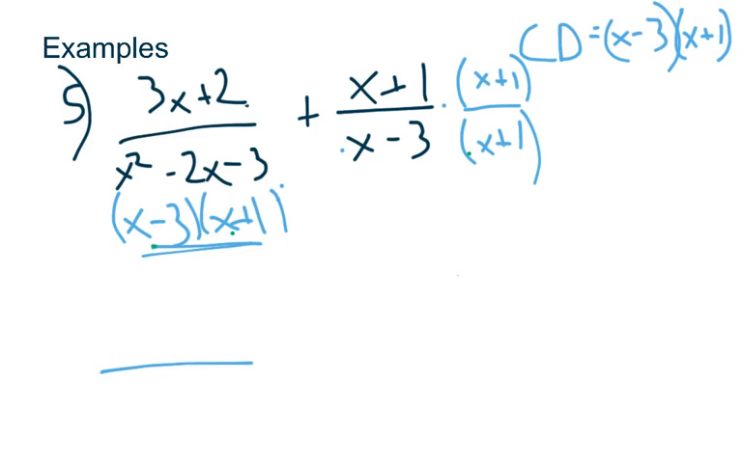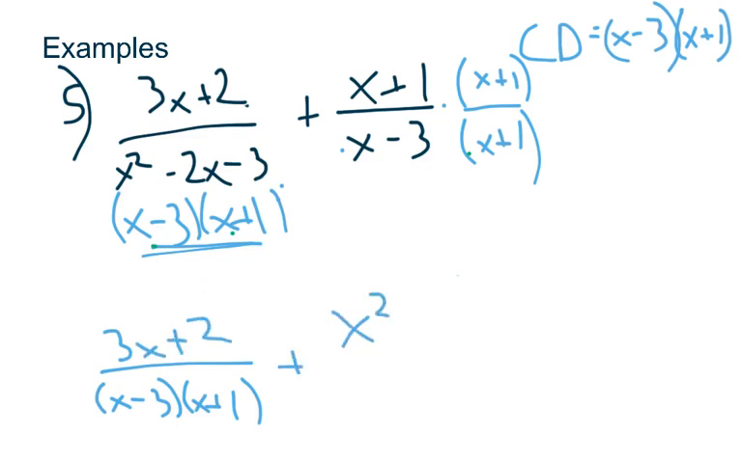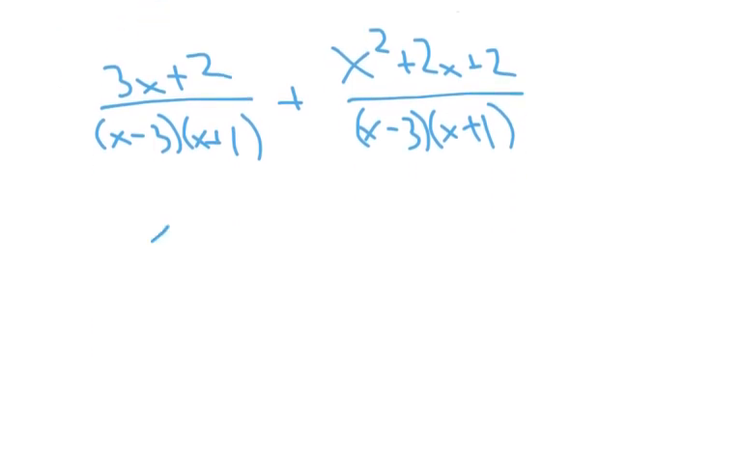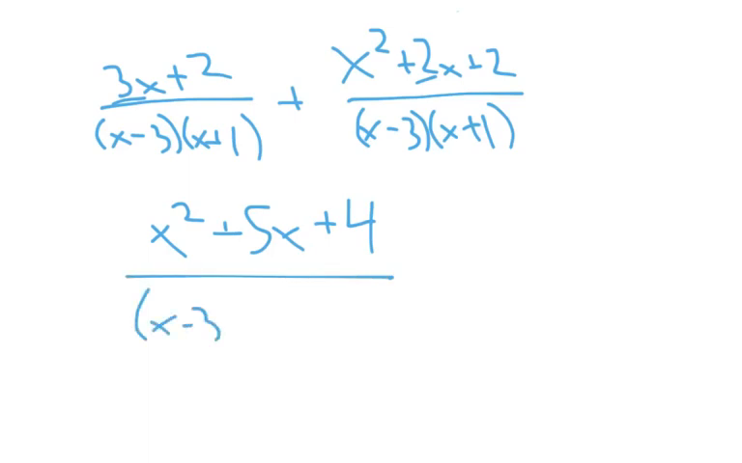My common denominator is x minus 3, x plus 1. This numerator is still 3x plus 2. But this one is now going to become x squared plus 2x plus 2 over that same common denominator, x minus 3, x plus 1. And now combine some like terms. So I have x squared plus 5x plus 4 over x minus 3, x plus 1.